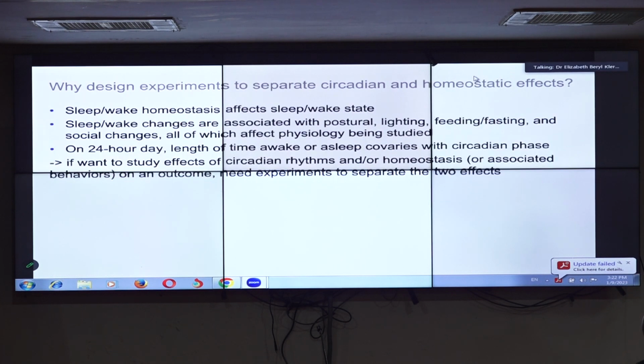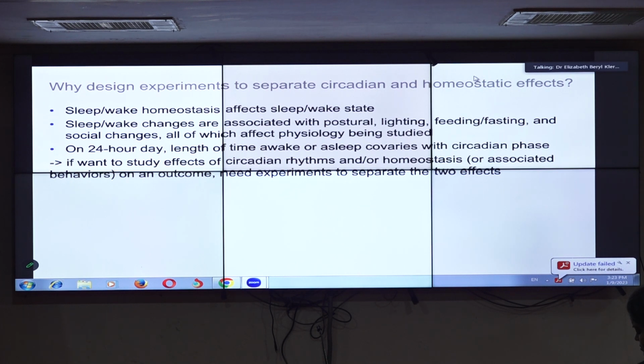So hopefully I have explained why we need to separate circadian and homeostatic effects. Sleep-wake homeostasis affects sleep and wake state, and they're affected with multiple other changes in behaviors that will affect the variable you're looking at. On a 24-hour day, the length of time you're awake or asleep co-varies with circadian phase. So even if all of us had the same circadian phase, most people without a circadian sleep-wake disorder would always be asleep at certain circadian phases or awake at certain circadian phases. Therefore you use protocols in order to separate circadian rhythms from sleep-wake homeostasis.